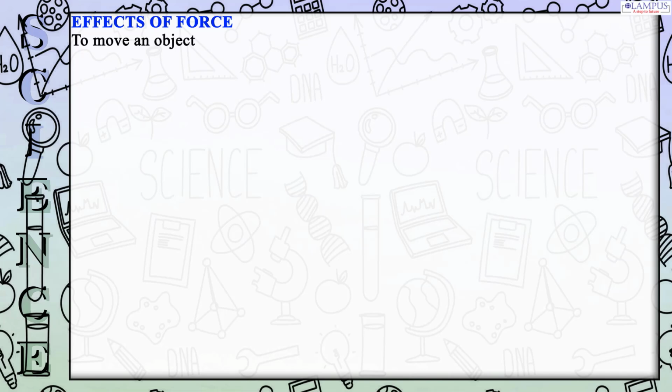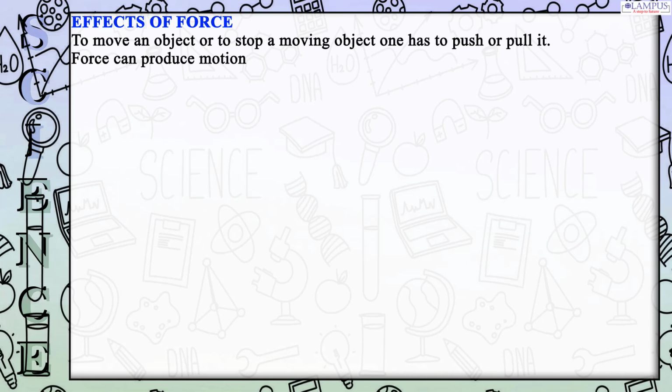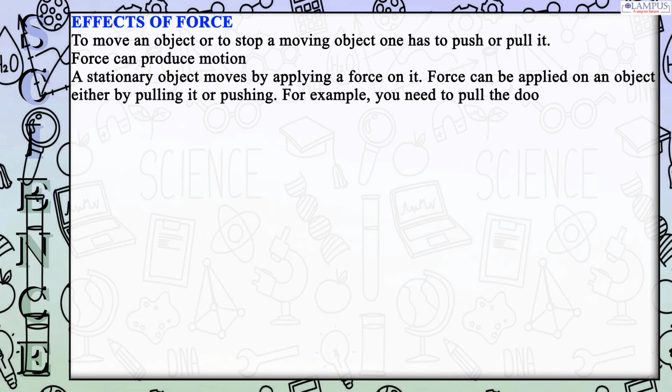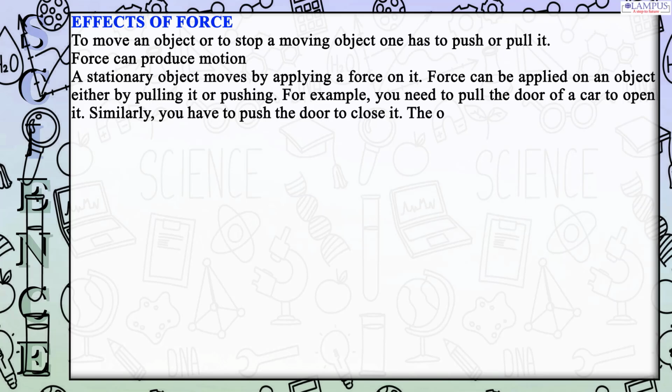Effects of force. To move an object or to stop a moving object, one has to push or pull it. Force can produce motion. A stationary object moves by applying a force on it. Force can be applied on an object either by pulling it or pushing. For example, you need to pull the door of a car to open it. Similarly, you have to push the door to close it. The object moves always in the direction of force.